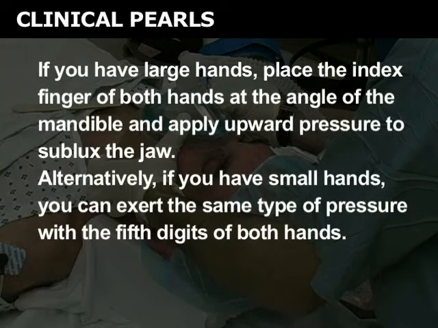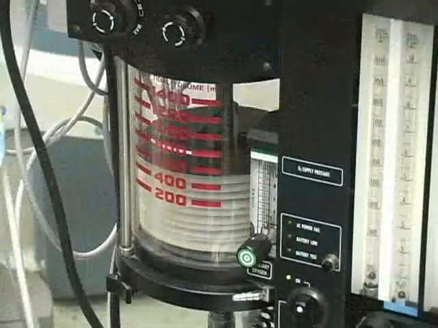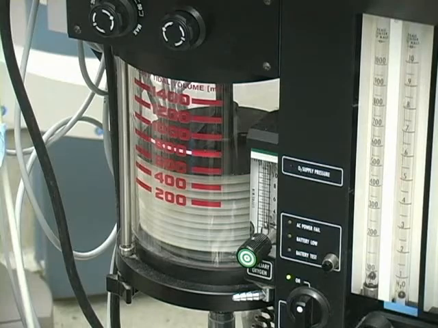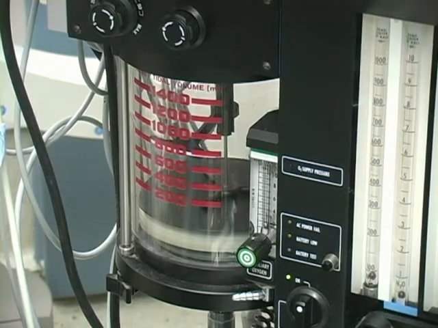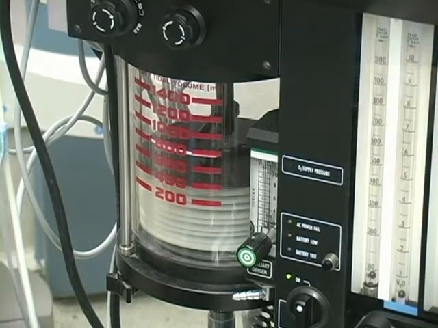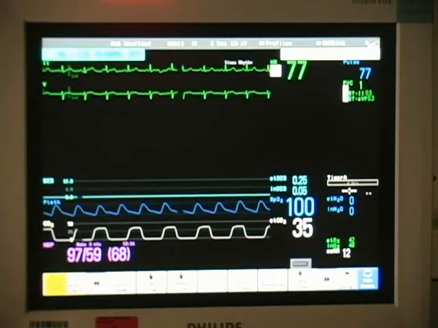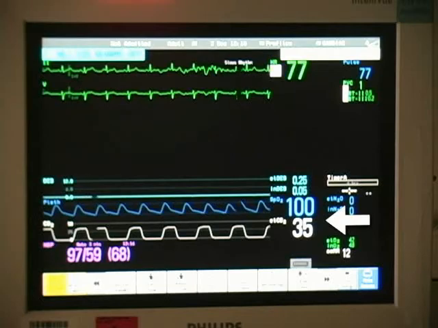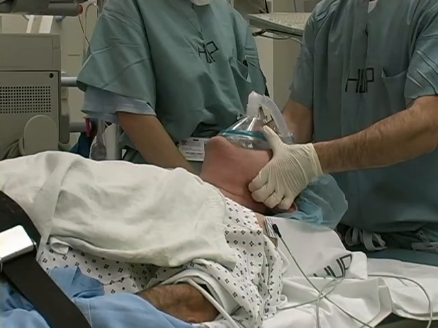Alternatively, if you have small hands, you can exert the same type of pressure with the fifth digits of both hands. Manual bag ventilation is provided by an assistant or mechanically by a ventilator. Turn on the ventilator alarms prior to mask ventilation. Continue to monitor for signs of adequate ventilation as done in one-handed mask ventilation.